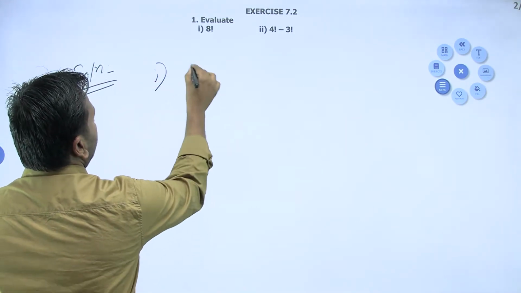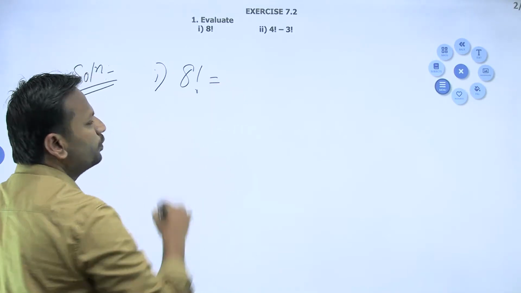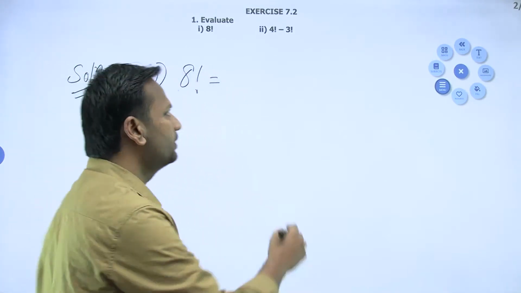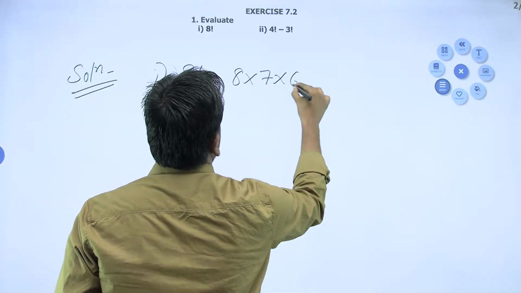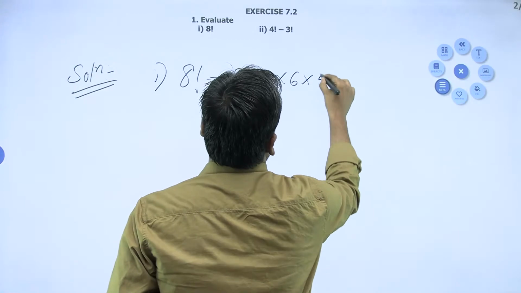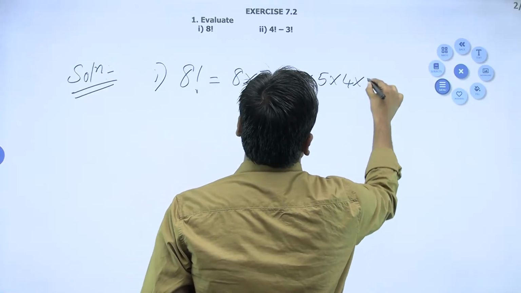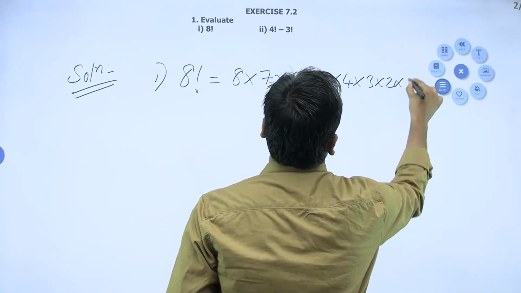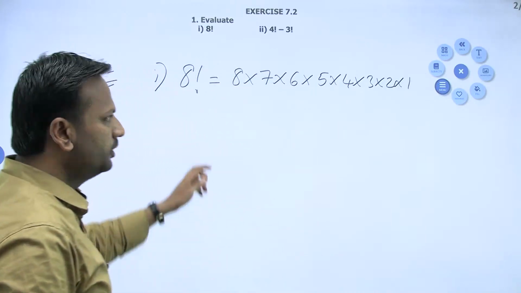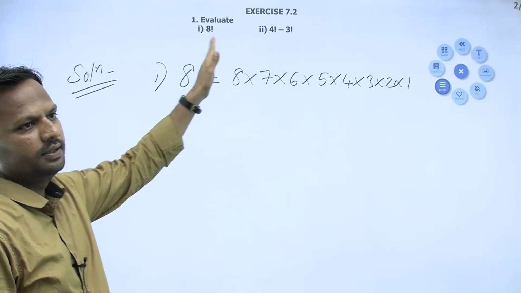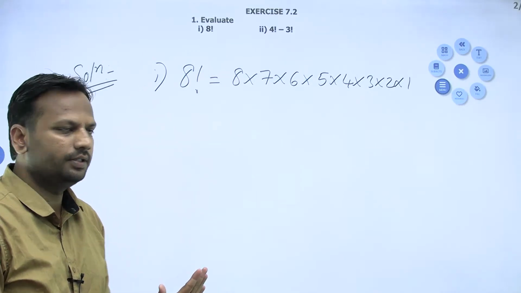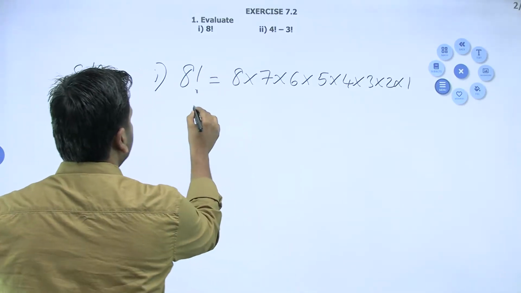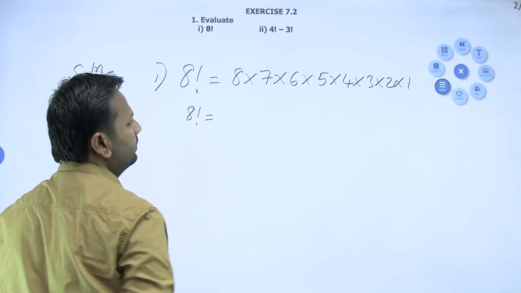The first one, let me solve the 8 factorial. I told you how to express 8 factorial, students. Now 8 into 7 into 6 into 5 into 4 into 3 into 2 into 1. Yes or no? So 8 factorial is nothing but the product of the first 8 natural numbers. Got it now? So just multiply, students, here. What do you get?